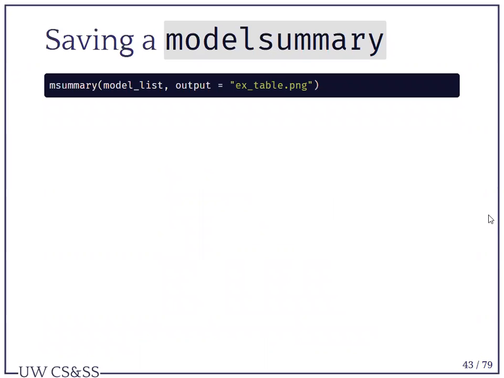You can also save a model summary, doing things like mSummary, that list of models, output to a .png image, for instance. Do we have any questions there about model summary?